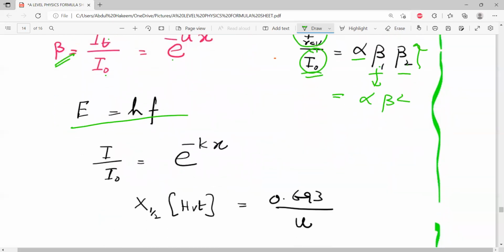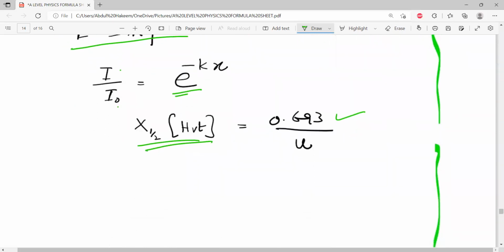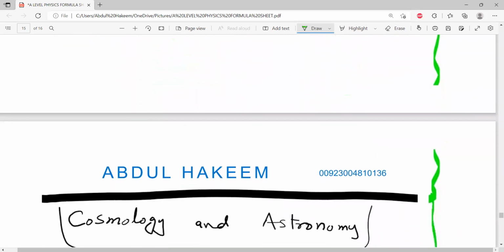Energy is equal to hf, then I over I naught is equal to e to the power minus kx, and the half value thickness for the X-ray is 0.693 divided by mu. This is the linear absorption coefficient.